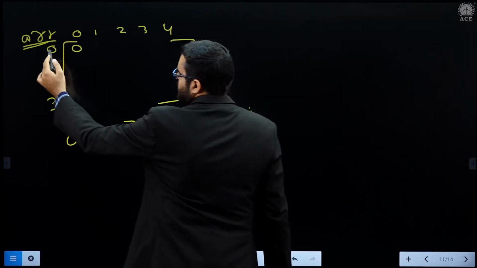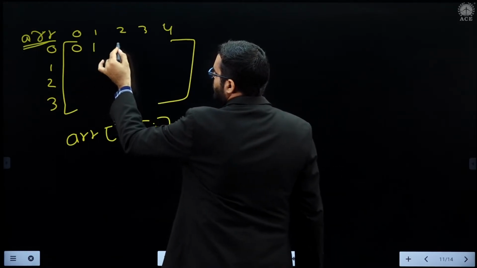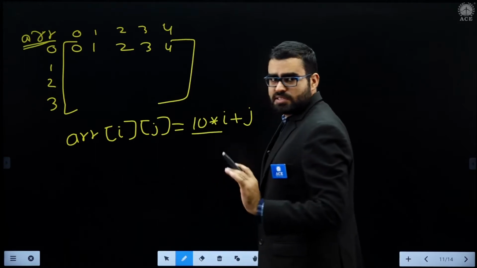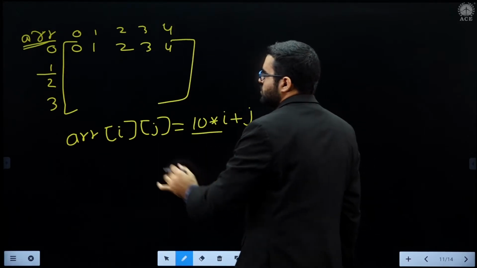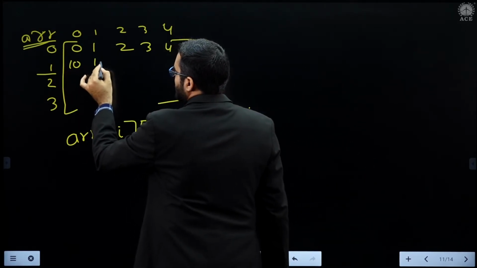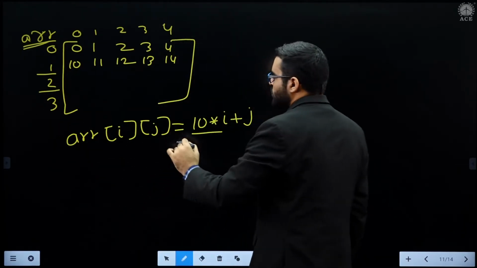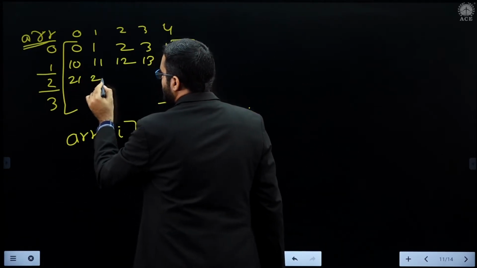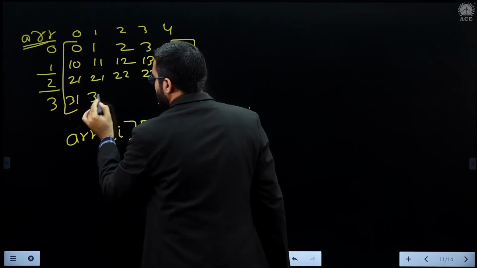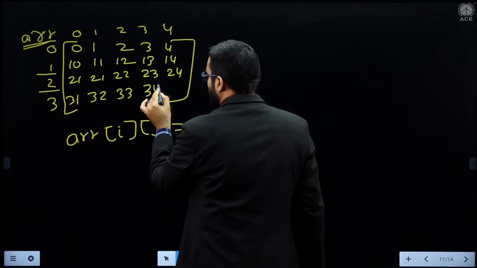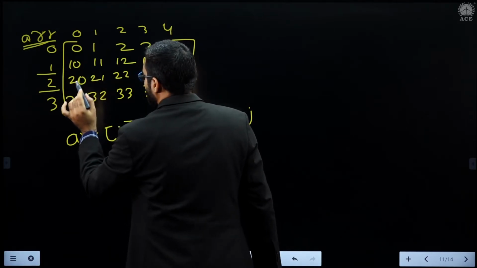Now notice that this is our i equal to 0. So 10 into 0 is 0, plus j, so this will be the value. Next, here i is equal to 1, so 10 plus j, so I can just add the value: 10, 11, 12, 13 and 14. Similarly here it will become 10 into 2, that is 20, so 20, 21, 22, 23 and 24. And here it will be 30, 31, 32, 33, 34.